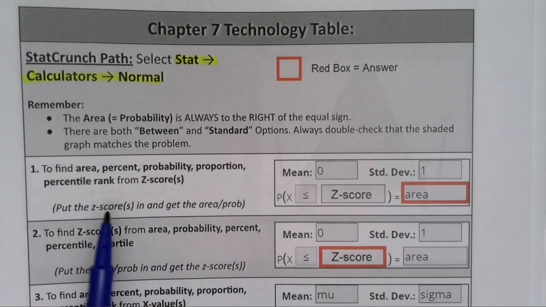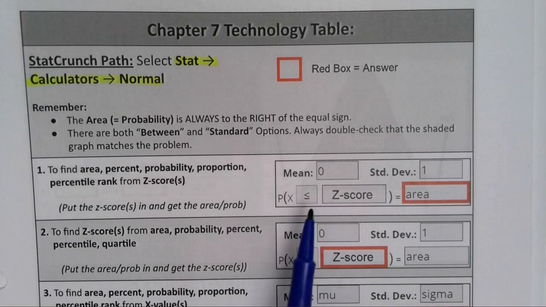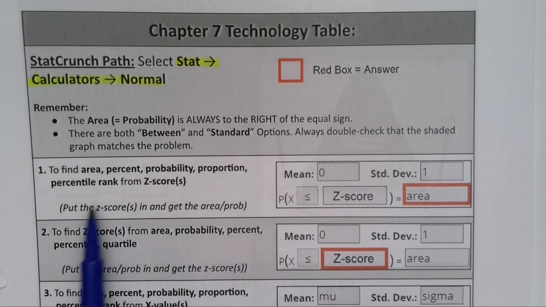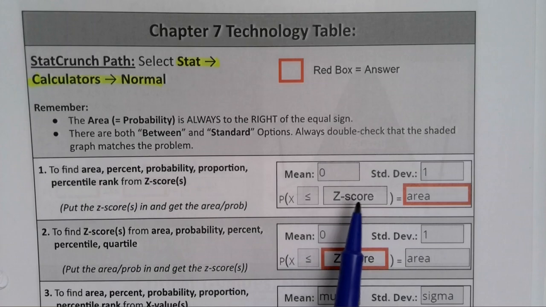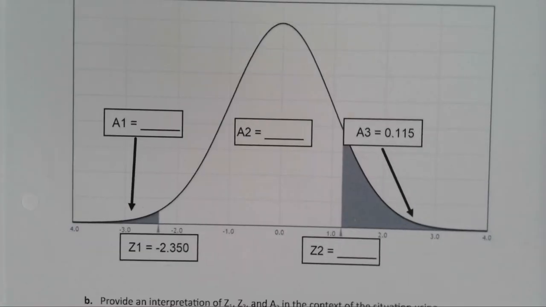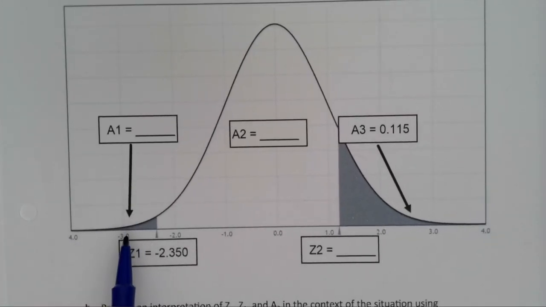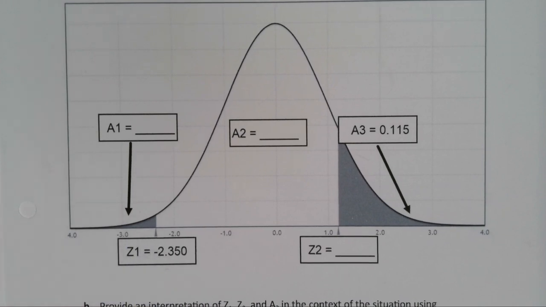So let's think about that with our Chapter 7 technology table. We know the z-score. Right, we have a z-score. We want the area. We want that probability. So we're going to use this, right? We're going to put the z-score in. And it's going to be pointing to the left because this is a left tail. So let's go grab StatCrunch.